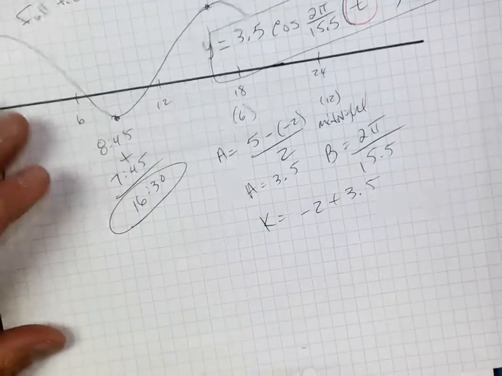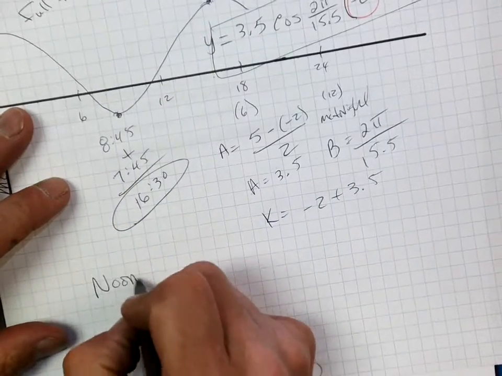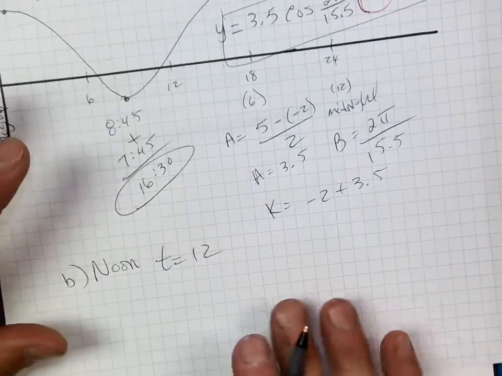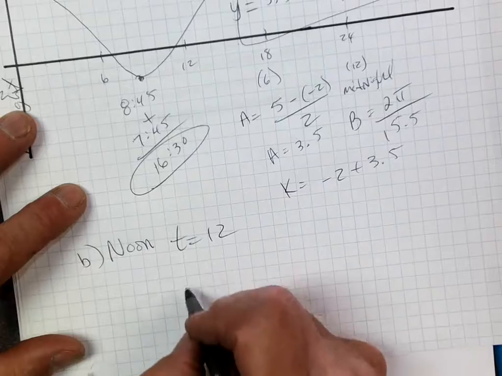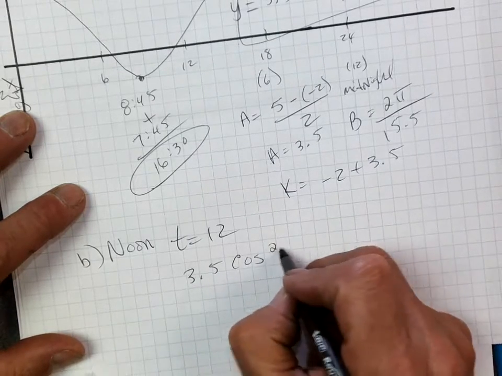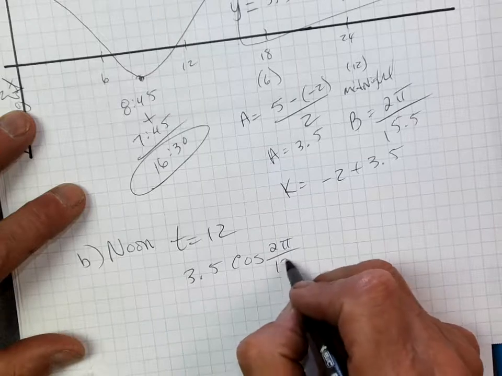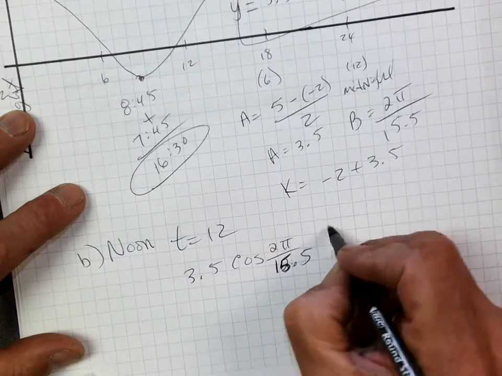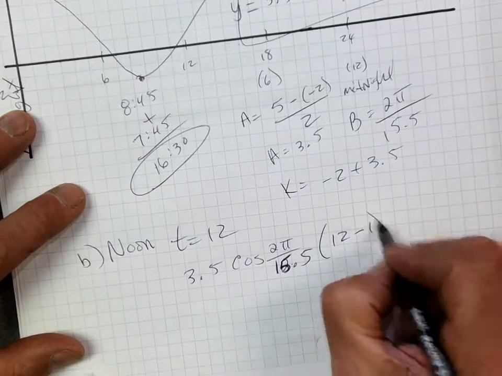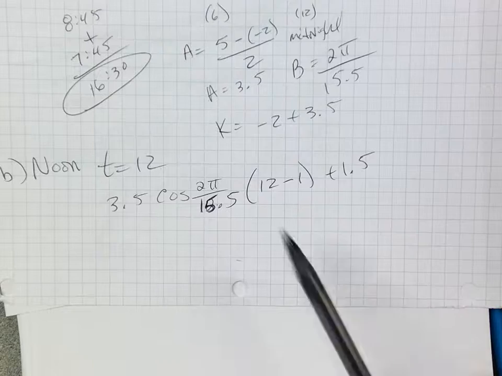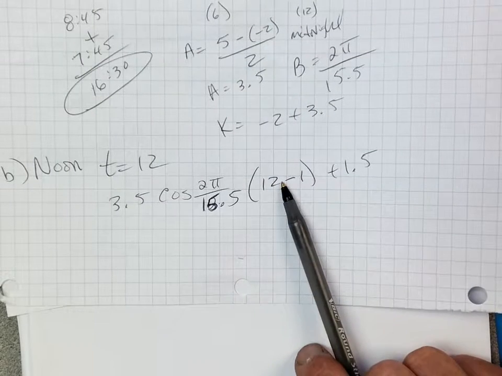So we plug 12 into here, so let's go back to B. So B, if we need noon, we'll let t equal 12, right? So I would go 3.5 cosine of 2 pi over 15.5, my bad, 12 minus 1 plus 1.5. We'll back up and let you put that on. So I just put 12 in for t, okay? That's all. I'm going to put 12 in.